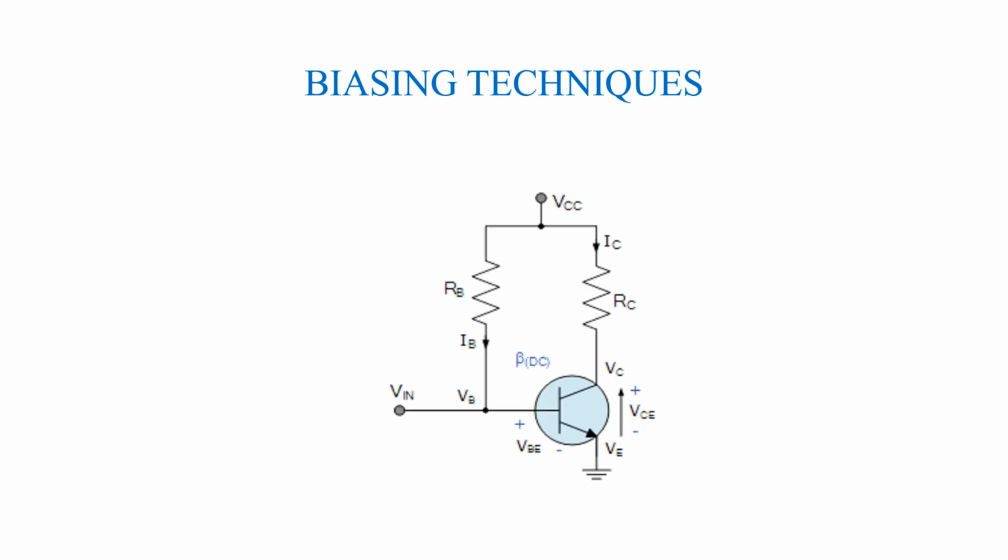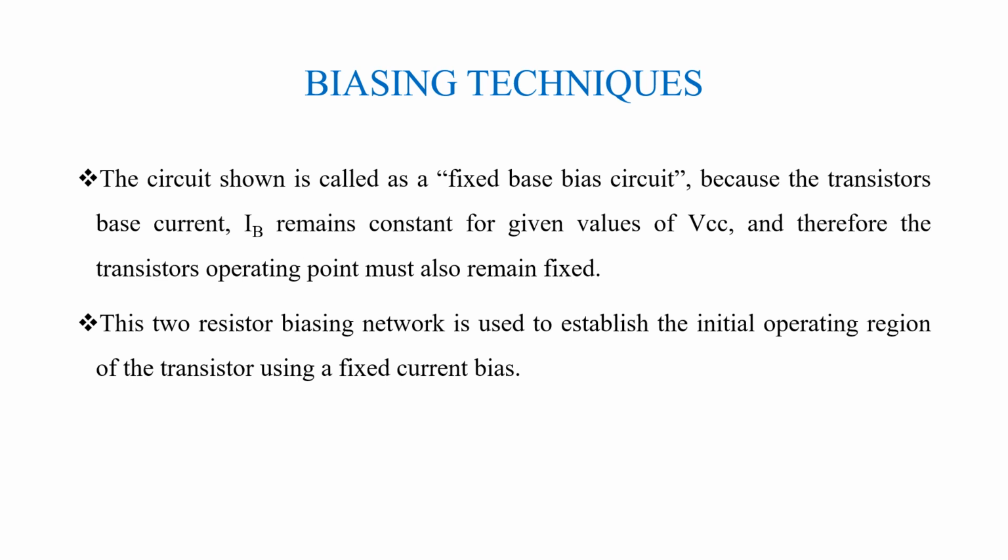The figure shows one particular biasing technique, that is fixed bias. The circuit shown is called a fixed base bias circuit because here the transistor's base current IB remains constant for given values of VCC, and therefore the transistor's operating point must also remain fixed. And this transistor biasing network is used to establish the initial operating region of the transistor using a fixed current bias.